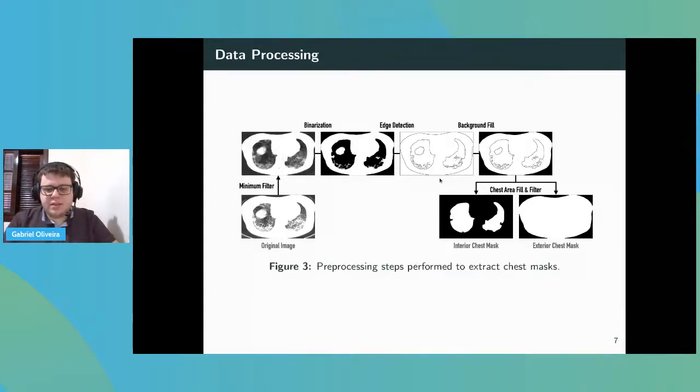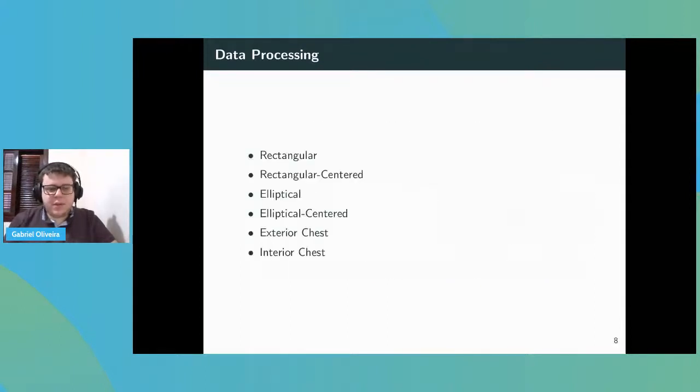The first one is the interior chest mask, which considers only the lung part of the patient. And the second one is the external chest mask, which considers the exterior chest part of the patient. And with that, we apply these masks on the original image. From this, we can create 6 different image representations. The first one: we apply the exterior chest mask on the original image and make a bounding box of rectangular shape from this output image.